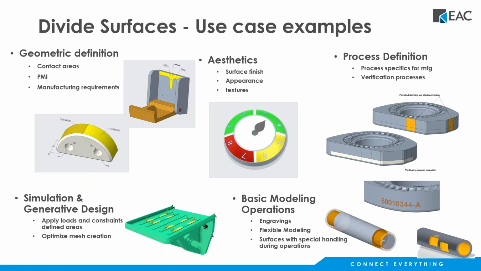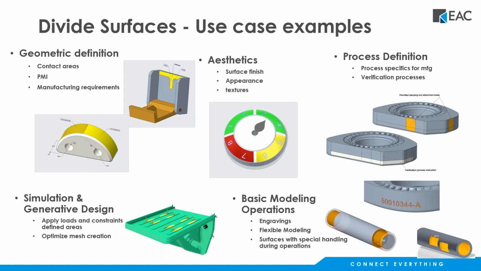All right, so after we know how to divide surfaces, you can think of some use case examples that we can use this new feature for. We can use this for geometric definition. We can define contact areas, performance metrics, manufacturing requirements. We can also use this for aesthetics. So we can attach surface finishes, appearances, and textures to these divided surfaces.